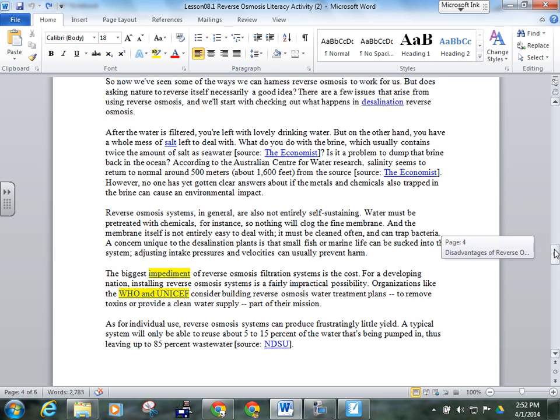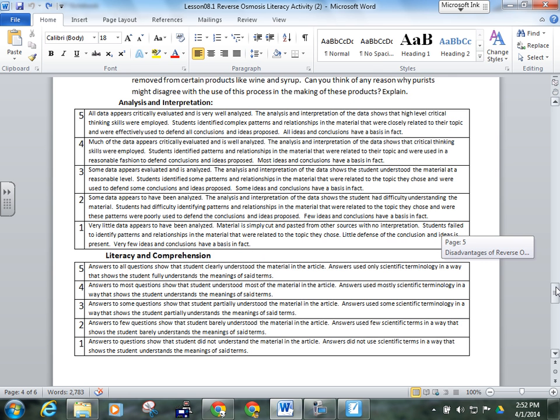Now looking at this here, guys, underneath you'll see the rubrics I'm going to use to mark that. You've got your analysis and interpretation here. We're looking for how well you analyzed what you read. Does it show that you used critical thinking skills? Were you able to come up with some stuff that was beyond what was said there? Did you identify patterns in relationships? That means similarities and differences and things like that. Do all ideas and conclusions have a basis in fact, or did you just start making stuff up? Sometimes people do that. There's a tendency to think, I'm feeling it now, I'm going to just start writing stuff down because it sounds right. We want to try and avoid doing that.